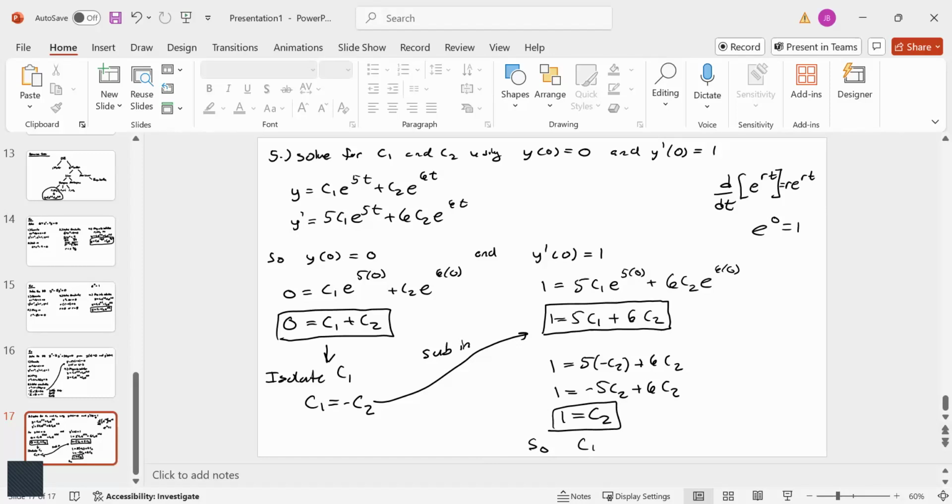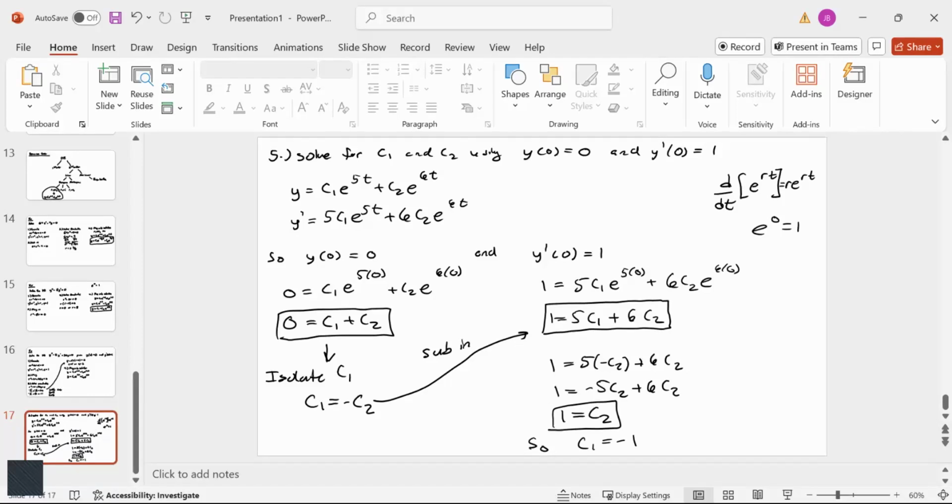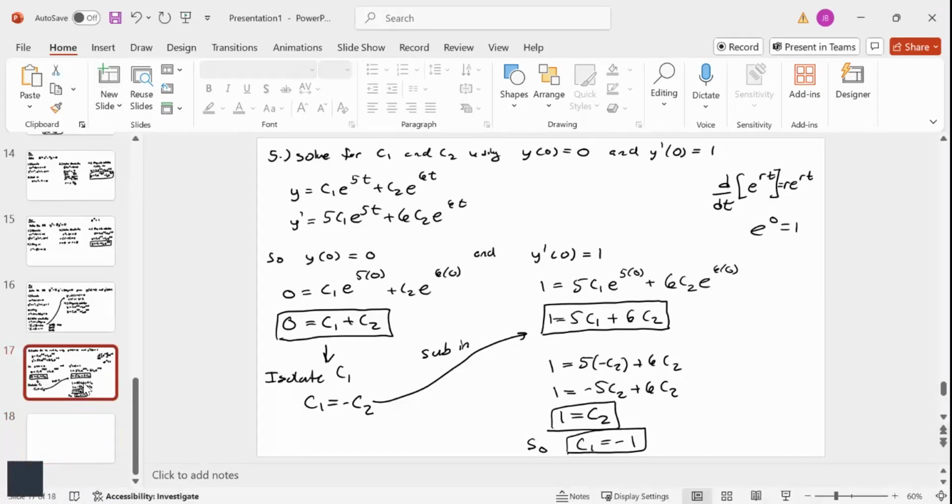So C1 is equal to negative 1 because C1 is equal to negative C2. That actually worked out really nicely. Sometimes the constants could just be very ugly. Looking at the homework, you might get a nasty coefficient, which is unfortunate, but on the exam, they typically aren't that nasty.